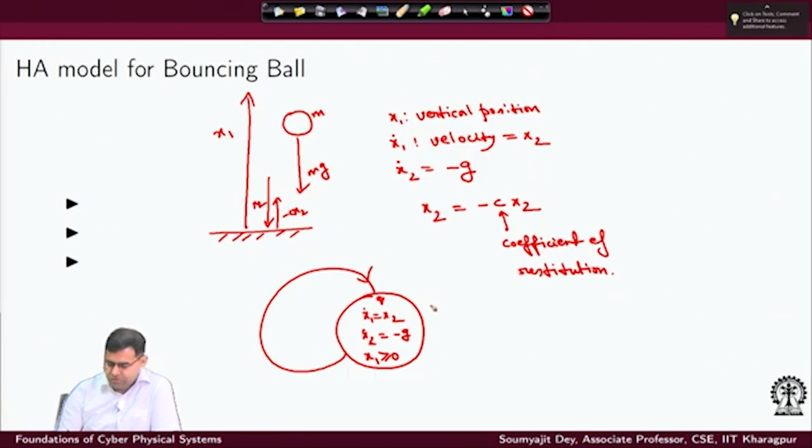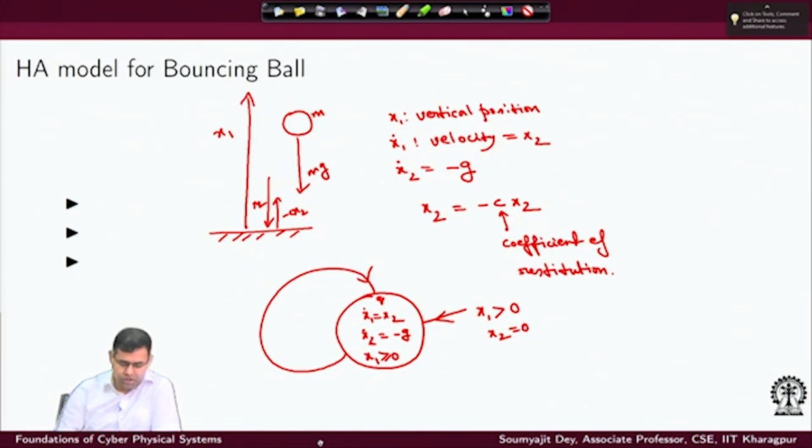And of course, we need to also give the initial condition. Again, it is same as the invariant, that x1 is some value greater than 0. And initially, of course, you do not have a velocity. So, you just drop the ball from some height. So, x1 is greater than 0 and x2 equal to 0, that is the initial condition.